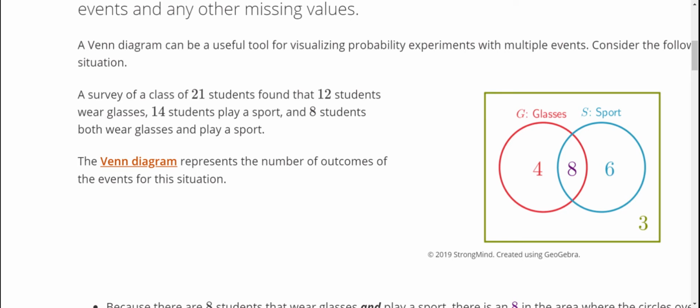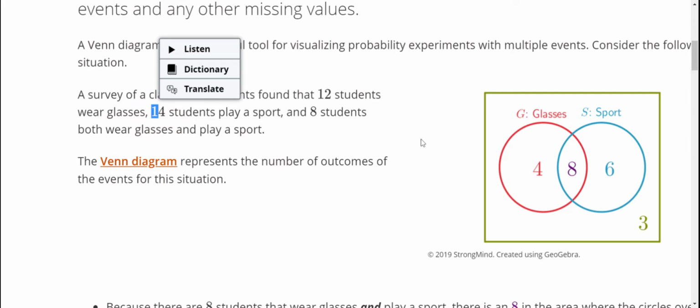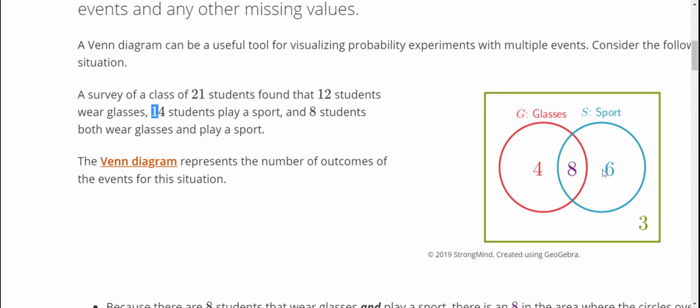It said that 12 students wear glasses. Well, if we knew that 8 of them wore glasses and play a sport, that means that you'd have to have 4 more to make this whole circle 12. And similarly, if we knew that that was 8 and 14 played a sport, then 8 plus 6 would make 14. And the number that does not wear glasses or play a sport is 3, because 4 plus 8 plus 6 would be 18, right? But then you have to get to 21 because it said 21 right there. So that's why you had the 3 more there.